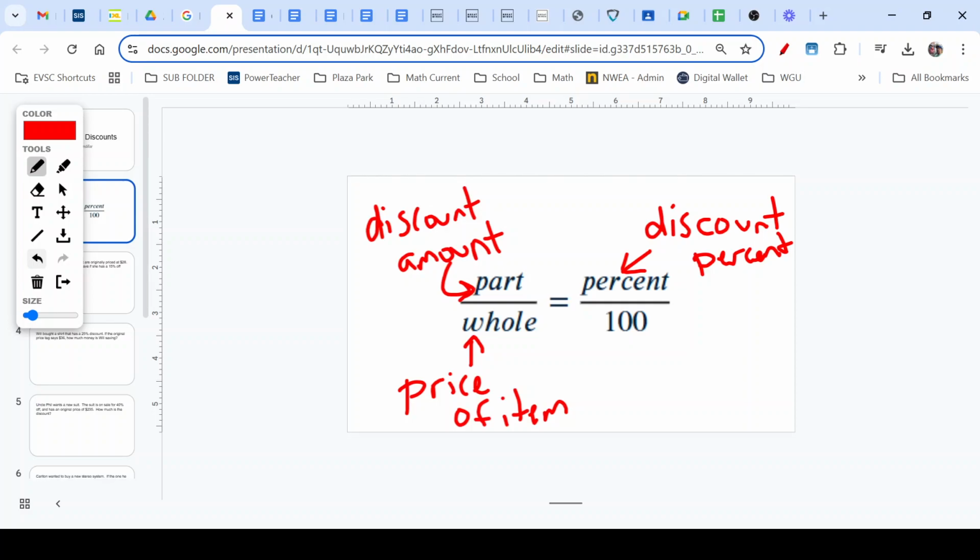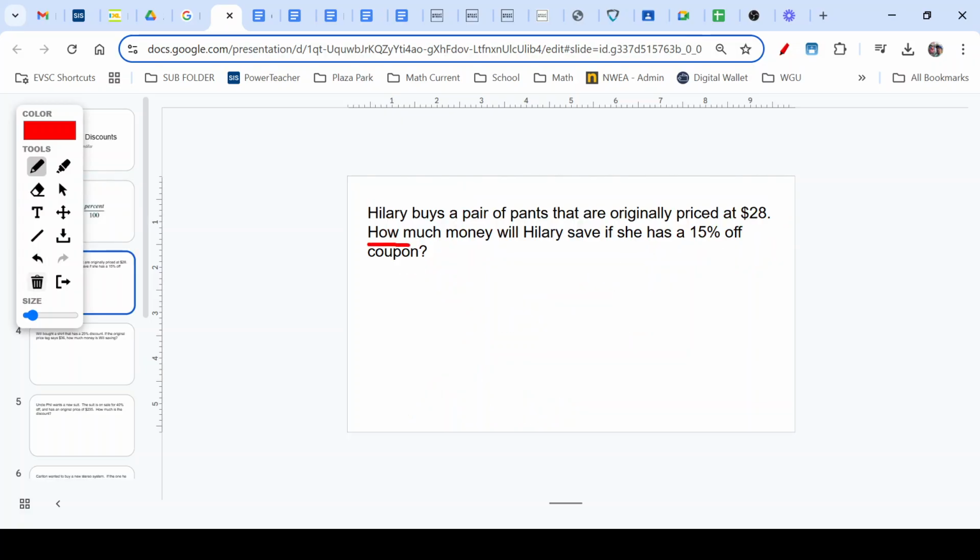In our first example here, Hillary is buying a pair of pants that are originally priced at $28. How much money will Hillary save if she has a 15% off coupon? It's asking us how much money will Hillary save. What that's asking for is what is the discount?